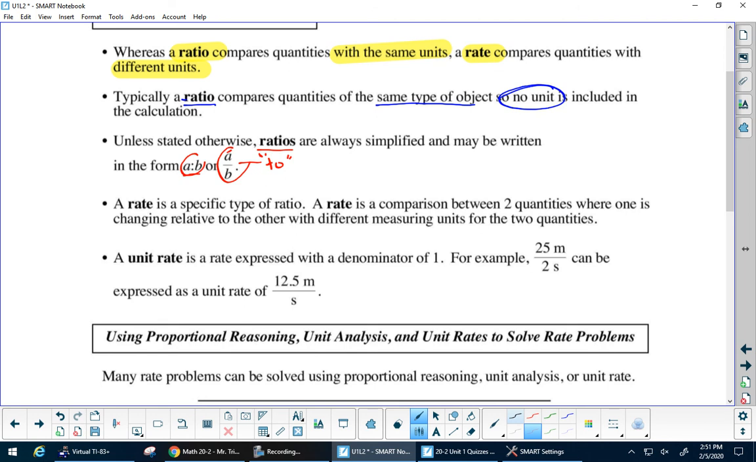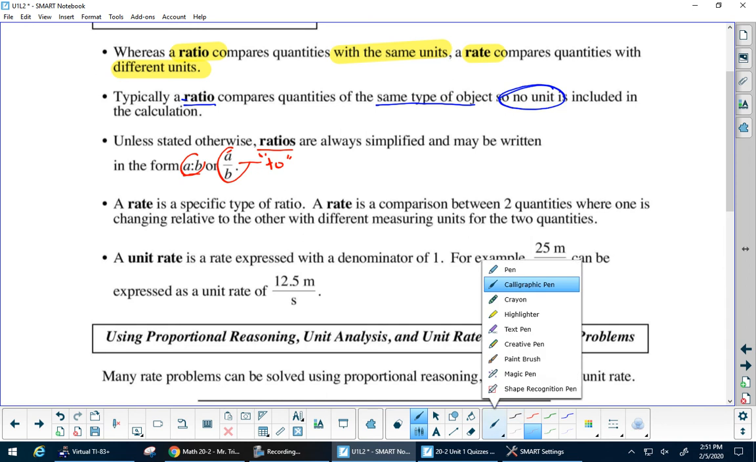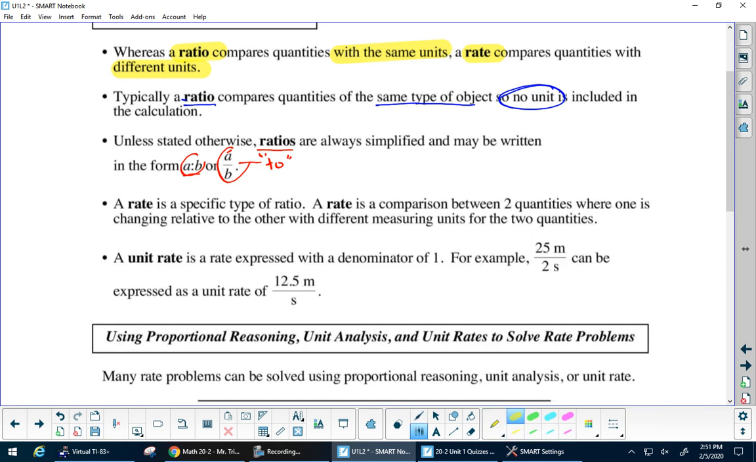Maybe you hate units, and hate rhymes with rate. That's how you can remember. Okay, now a rate is a comparison between 2 quantities where one is changing relative to the other. So you have to have units. You need units.